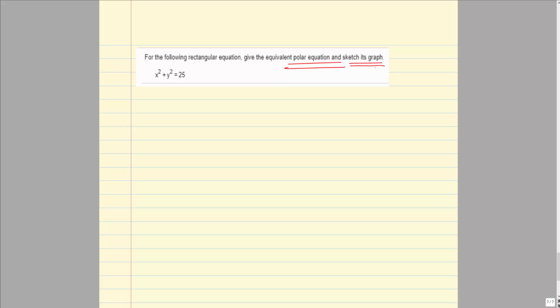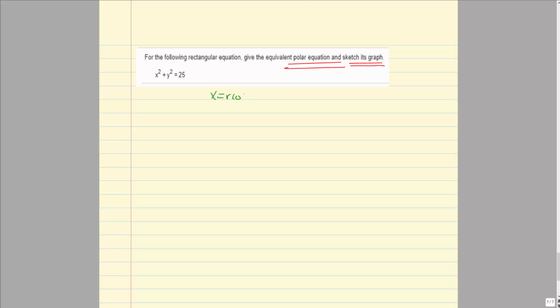So first of all, if I wanted to sketch this graph on my calculator, I would have to solve for y, and then I'd have to look at the positive and the negative roots. So there's going to be quite a bit to this one. And also on this one, I want to start looking at graphing in the polar system. So to get started, we need to recall a couple of things.